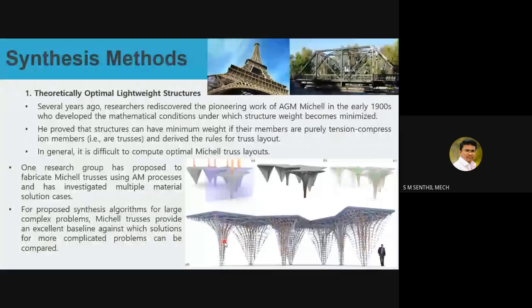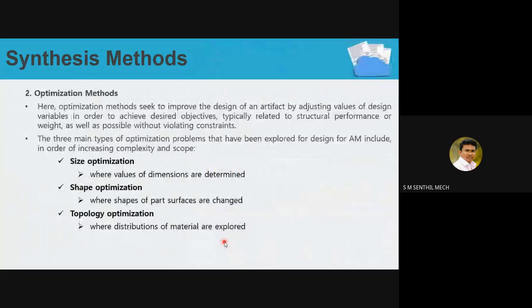Here this optimization can be taking place in terms of what could be the cross section of the links, what could be the thickness of the links, what could be the shape of the links, what could be the size of the links. So that kind of optimization will be taking place. There are usually three main types of optimization: size optimization, shape optimization, and thickness optimization.